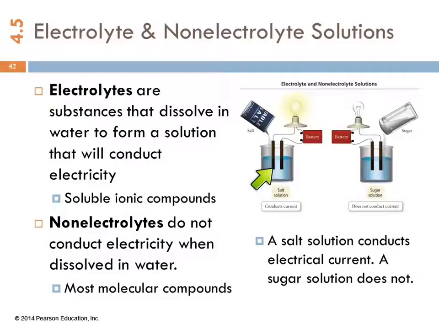In order for the light bulb to light up, there has to be a flow of electric current from this electrode to that one or vice versa. There needs to be something to ferry the electric charges back and forth. The ions are what do that. If we take that same apparatus and put sugar into it instead, sugar also dissolves in water. It will not conduct electricity. The light bulb will not go on because sugar molecules do not form ions in solution.